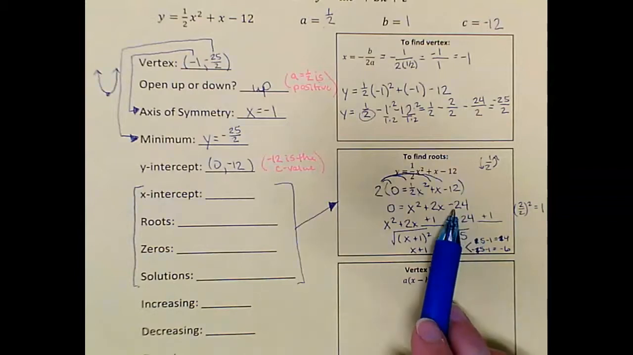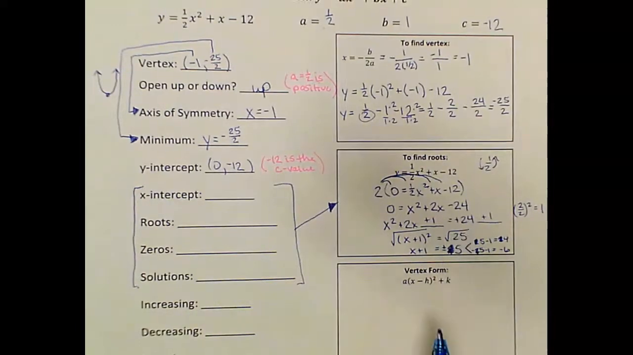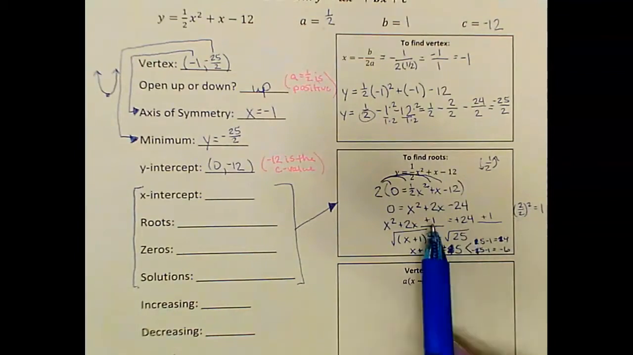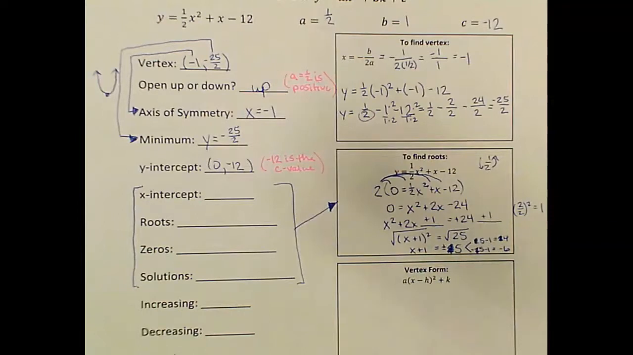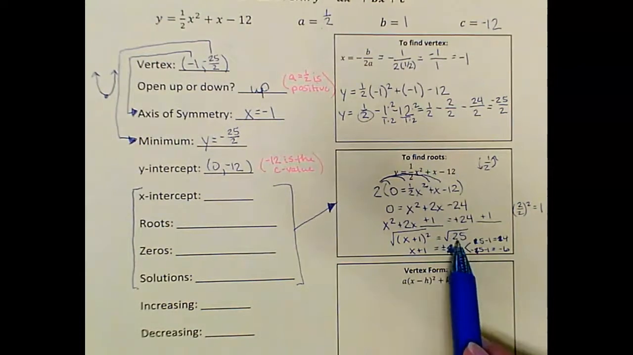I moved this -24 to the other side of the equal sign, so I moved it over here. I took my b value, I divided it by 2 and squared it, so 2/2 is 1, and 1 squared is 1. 1 is what completes the square. When I write it as my factor, I get (x + 1)² = 24 + 1, which is 25.